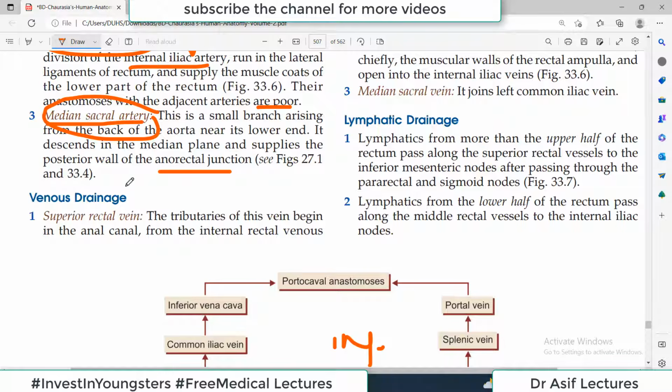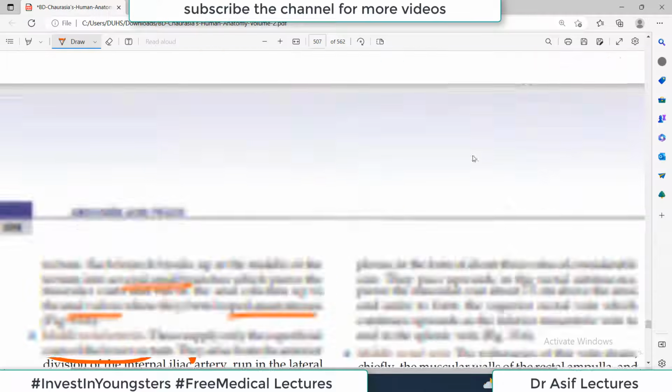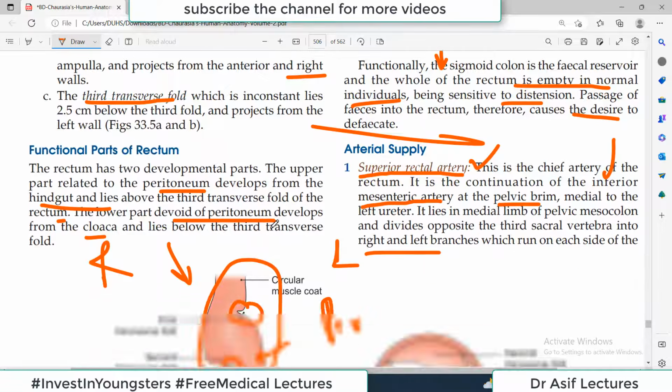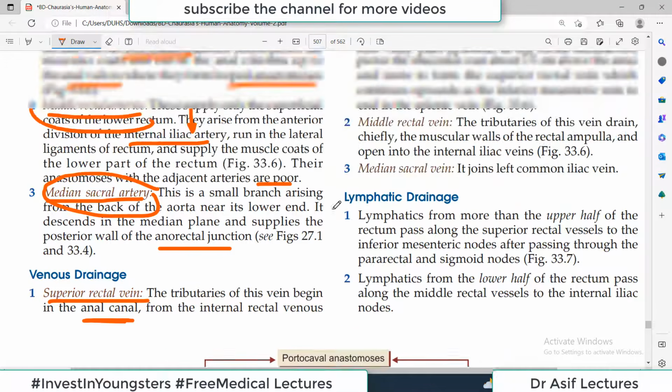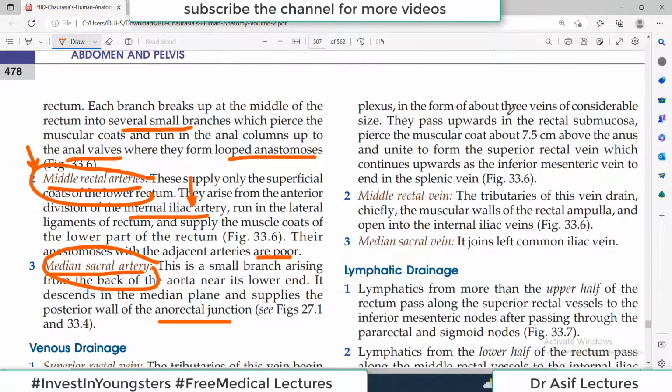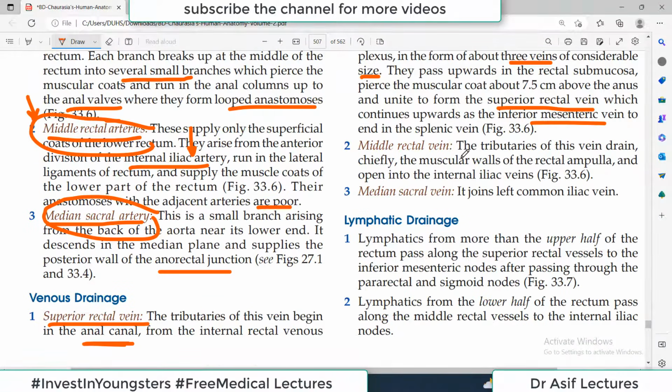Okay, now the venous drainage. Just as there was a superior rectal artery, similarly there is a superior rectal vein. The tributaries of this vein begin in the anal canal from the internal rectal venous plexus in the form of about 3 veins of considerable size. They pass upward in the rectal submucosa, pierce the muscular coat about 7.5 centimeters above the anus and unite to form the superior rectal vein, which continues upward as the inferior mesenteric vein. And it ends actually in the splenic vein.